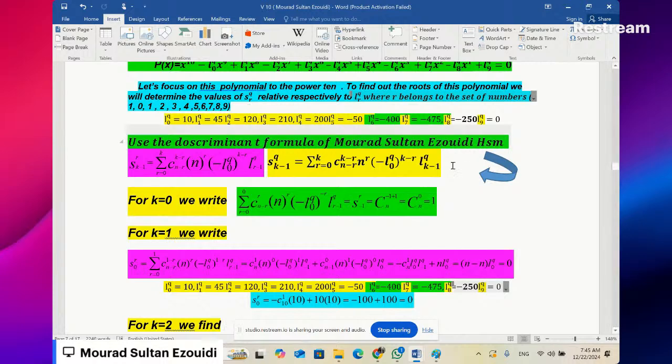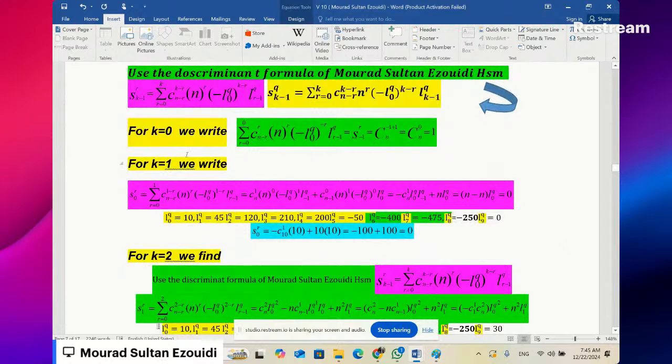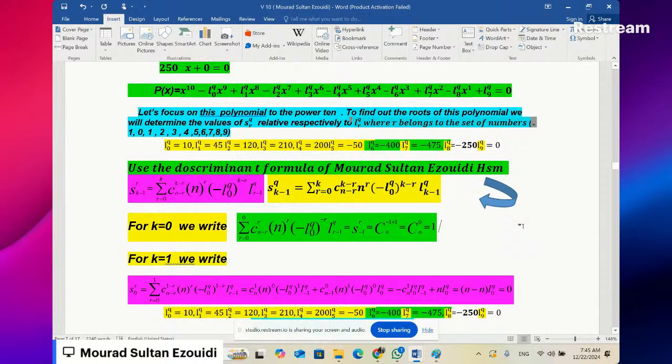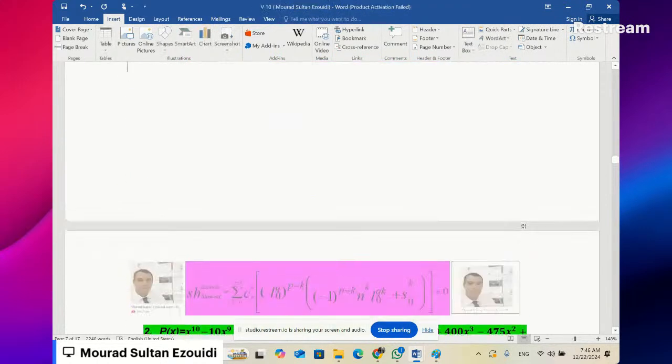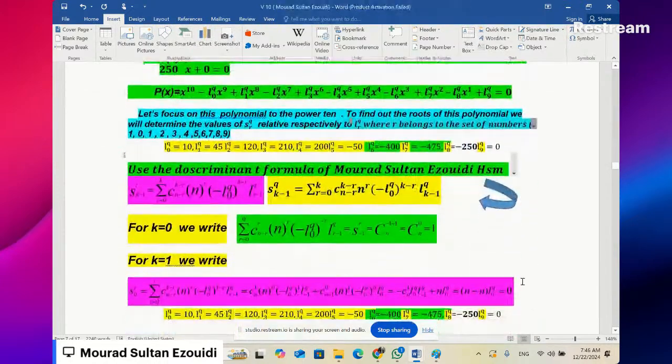Okay, now I will continue. I'm going to put k equal 1 in the discrete formula of Mr. Mourad Sultan Ezouidi. I will obtain a 0 for the r equal combination 10 choose 1 times 10 plus 10 times 10, which is negative 100 plus 100 equals 0. You see the last term now is 0, because we started from this one, and you can see that the last term of my polynomial to the power 10 is 0. Now, my kids, we continue. We found that 0 equals 0.